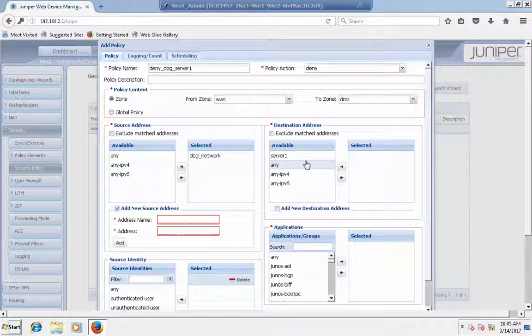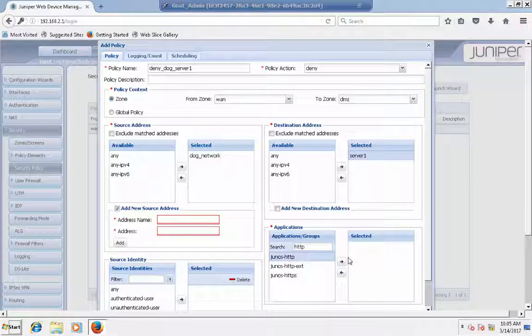So anyway, we're going to deny this going to server 1. And what are we going to do for an application? This one could go either way. Since this is an explicit deny rule, we could put two things. We could do HTTP, yep, because all that's been allowed into this is HTTP. Or, since dog's not accessing anything else on server 1 anyway, we can just do any. Are they both going to be functionally equivalent? Yeah, they're going to do the same thing.